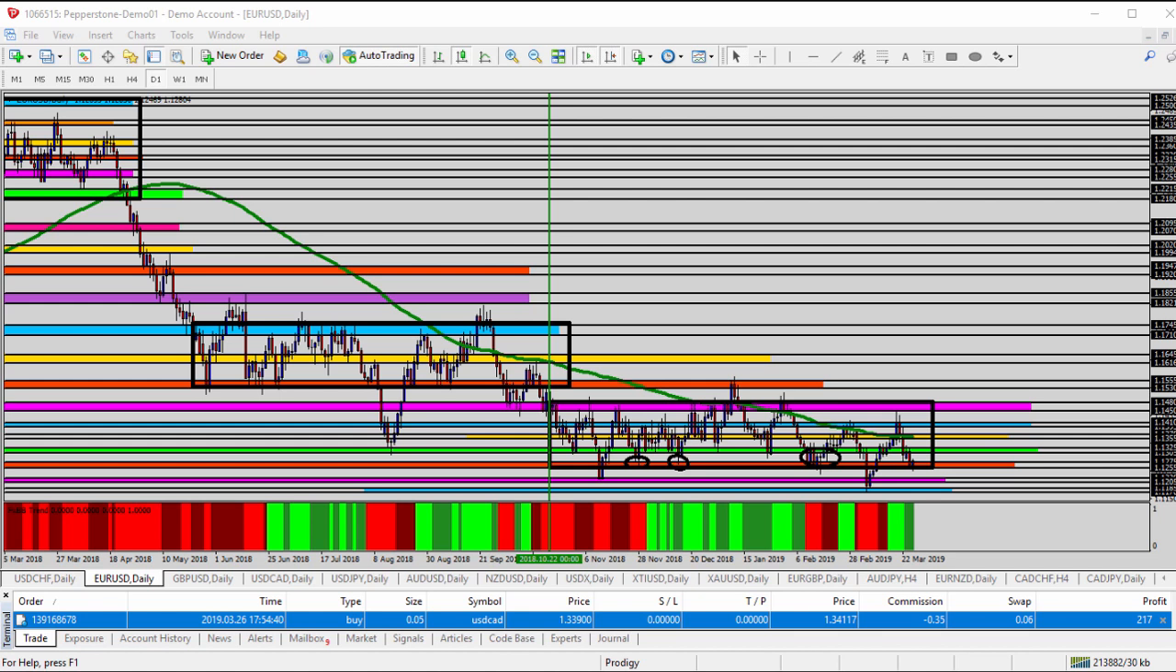Today we're taking a look at the EURUSD, the euro versus the US dollar, for today's trade analysis. We're looking here on the daily time frame, of course, long term. This currency pair has been in a trend.